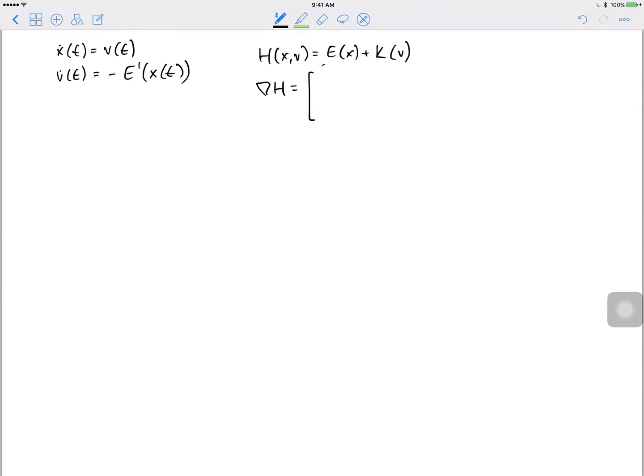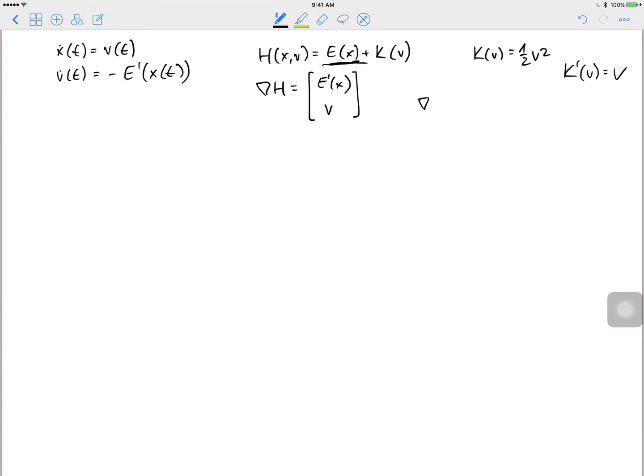Well, if I differentiate by x, then only this term is relevant, right? So I only get the derivative of x. Then I differentiate by v. That means that I'm differentiating the kinetic energy by v. And what is that? The kinetic energy is really nothing fancy, right? It is 1/2 of v squared. So what is the derivative of this? v, right? That's all there is to it. So the gradient of the Hamiltonian is the minus force, that's the derivative of potential, and the velocity, okay?